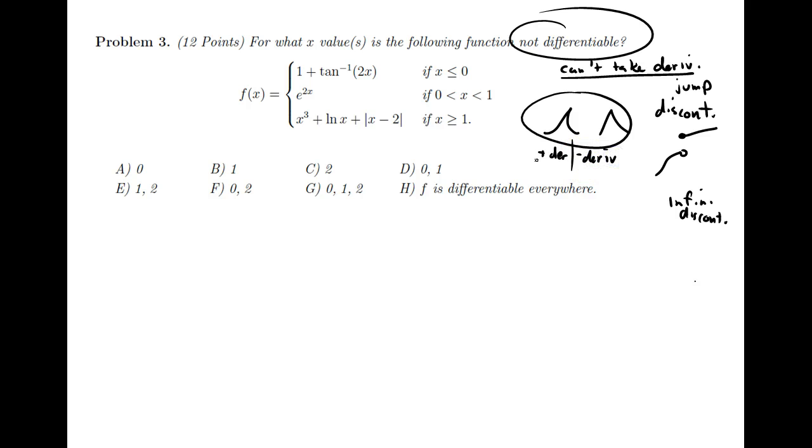Anyway, so let's deal with the discontinuity part first. If you're not continuous, you don't have a chance to be differentiable. So let's check for continuity. When viewing these functions, I recommend breaking up the number line to give the identity of the function. If you see this symbol, remember it's called arctan. So it's 1 plus the arctan of twice x, as long as you're smaller than 0. If you're between 0 and 1, it's e to the 2x. If you're bigger than 1, it's x cubed plus natural log of x.